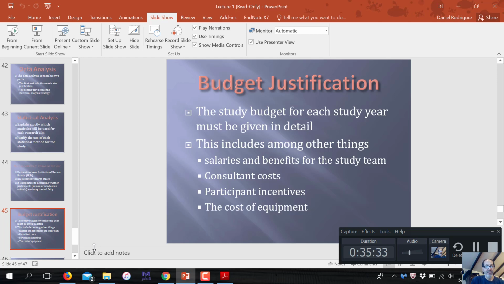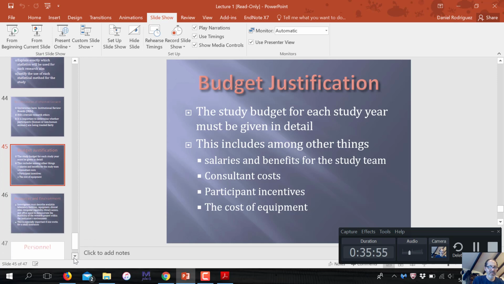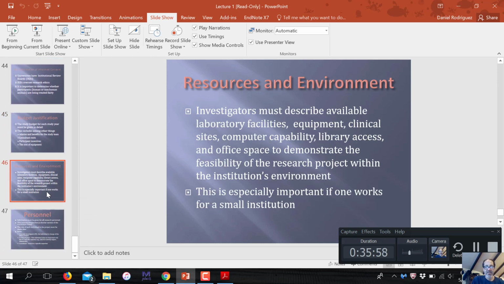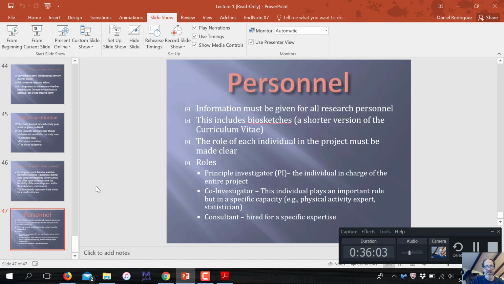But institutions like those big ones, they don't like it when 100% of your salary comes from one grant. They want you to mix it up. So they'll say you can have no more than 20% of your salary from one grant. So to get 100% coverage, you'd have to be on 5 grants. So you have to be aware of all this information. I talked about resources and environment. Finally, in terms of personnel, everybody has to be justified as well.